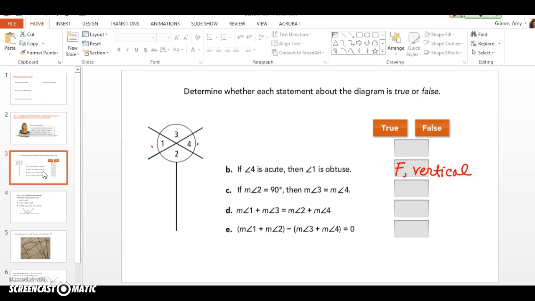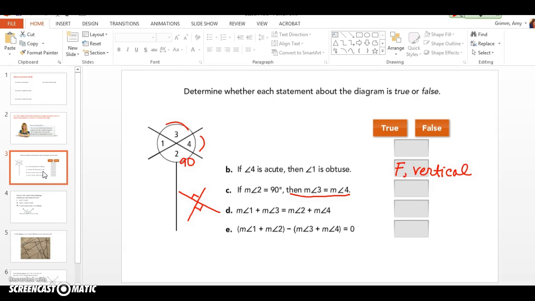If angle 2 is 90 degrees, so if I make angle 2 90 degrees, then the measure of angle 3 and 4 would be the same. So this one and this one would be the same. What do you think about that one? What's going to be the measure of angle 3 if angle 2 is 90? It's going to be 90, right? So can you visualize that the picture would then change to this? Because if this one's 90, then this one has to be 90.